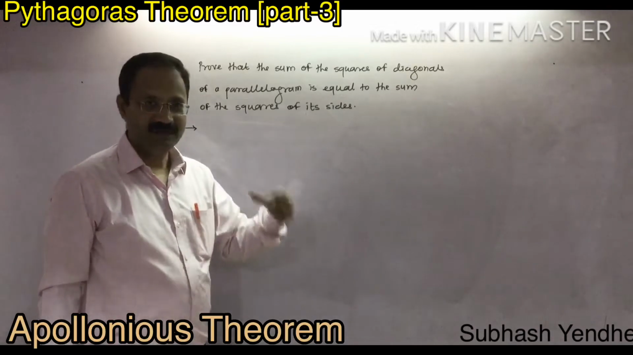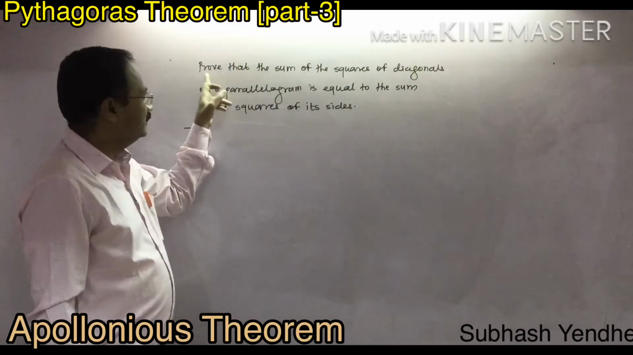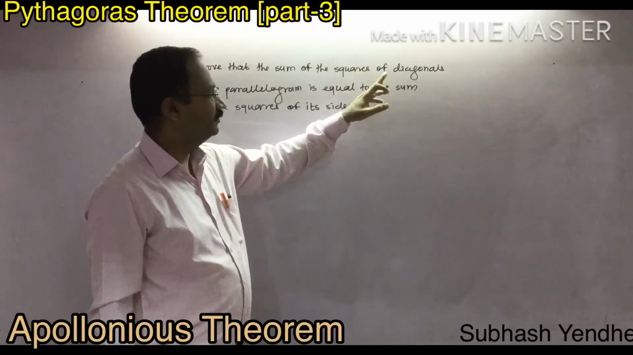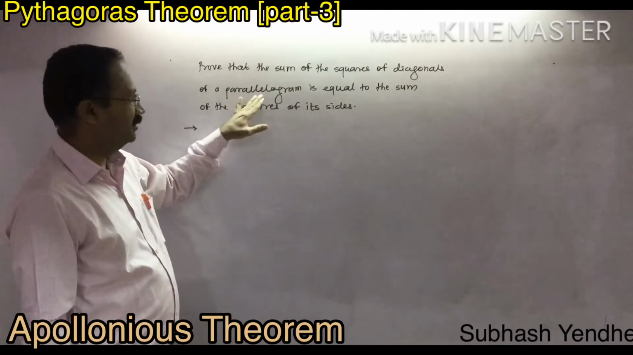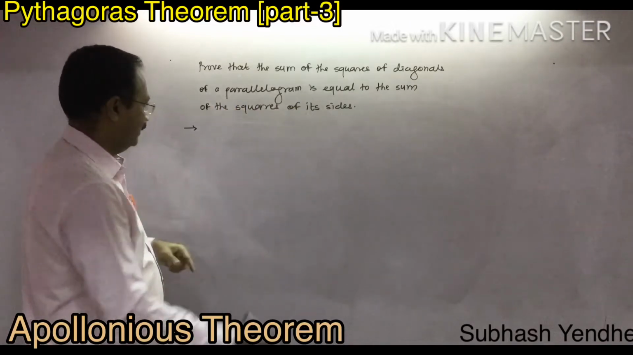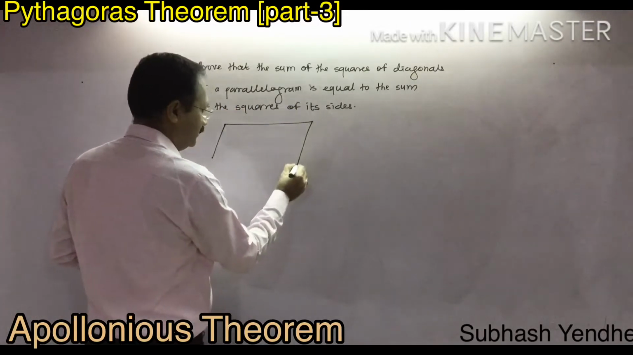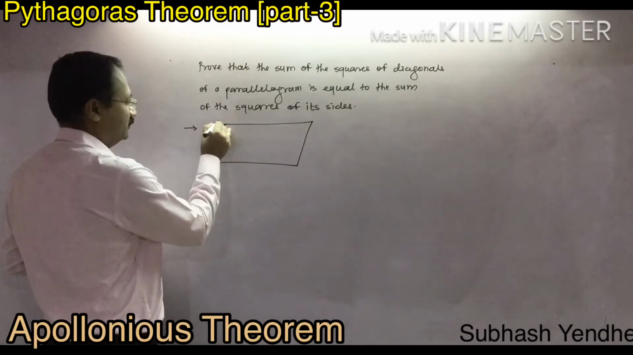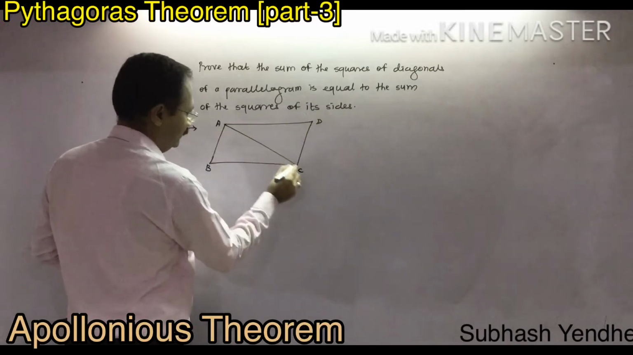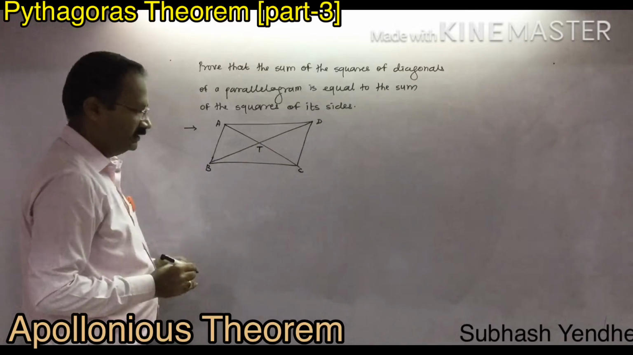Let's start the sums which are related to the Apollonius theorem. In this one, prove that the sum of the squares of the diagonals of a parallelogram is equal to the sum of the squares of its sides. It means in this sum, a parallelogram is given. This is ABCD. These are the diagonals, and they are intersecting at the point T.